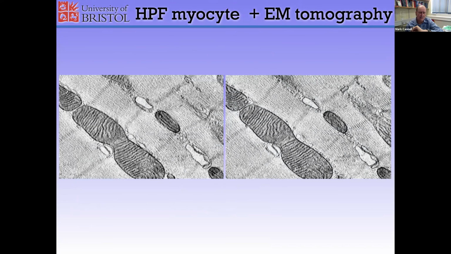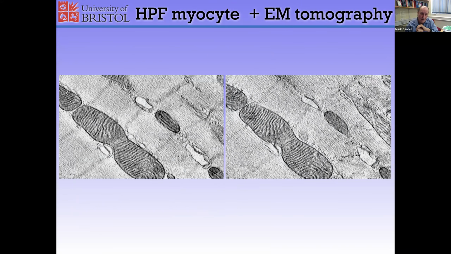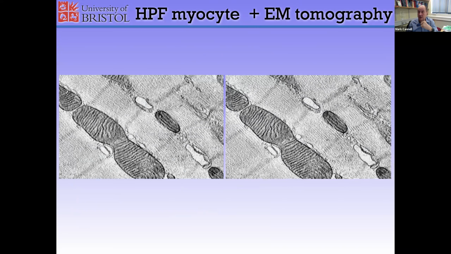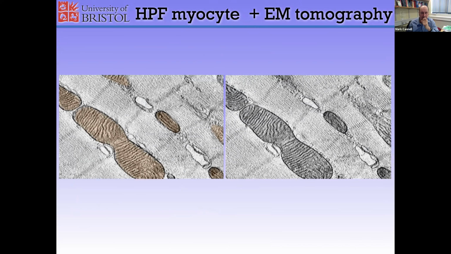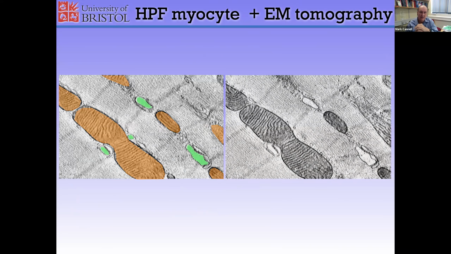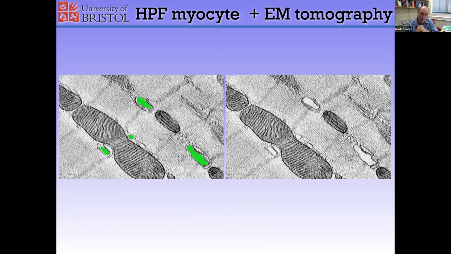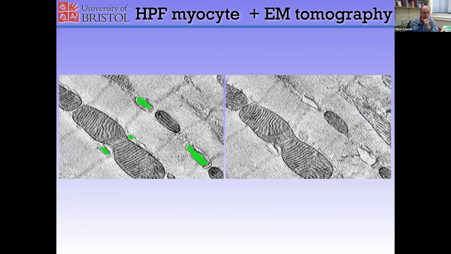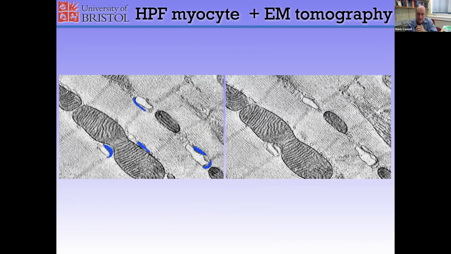So this is the result. You can see some structures inside here. On the right, the tomogram's just running through a section of the specimen. Of course, the mitochondria with their cristae. You can see transverse tubules, t-tubules. This is a rabbit. And we can also see the sarcoplasmic reticulum.